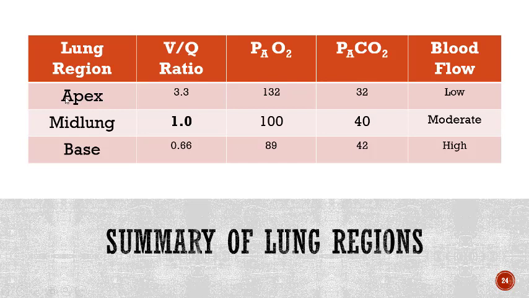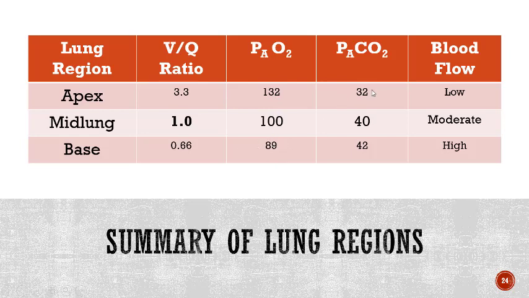This is going to show you a different breakdown, but a lot of the same information. So in the apex, your VQ ratio is about 3.3, mid-lung it's 1, base it's 0.66. The average of all those is that 0.8. This shows you the average PaO2 in each area. And what you'll notice is in the apex, you have a really high pressure of alveolar oxygen, whereas in the base, it starts to get lower.